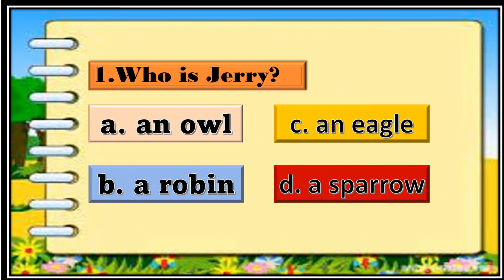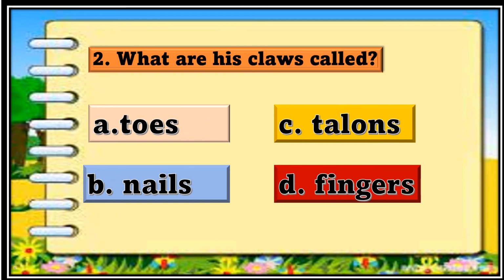And now, who is Jerry in the selection? A. An owl. B. A robin. C. An eagle. Or D. A sparrow. The correct answer is letter A, an owl. Number 2 question. What are his claws called? A. Toes, B. Nails, C. Talons, or D. Fingers? The answer is letter C, talons.